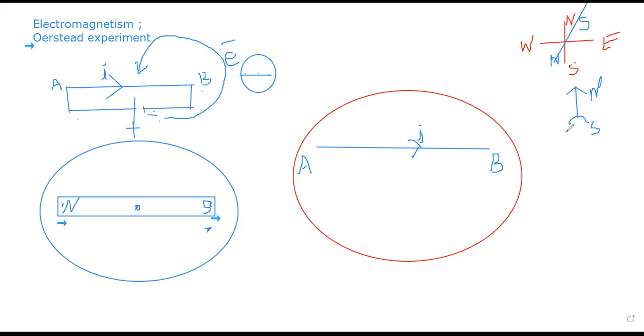It always shows north and south. If you take a bar magnet and suspend it, it always shows north and south of the geographical line. If I keep this same magnetic needle here, in the magnetic field of the bar magnet, this is the bar magnet which has the magnetic field, and I place the same magnetic needle here.